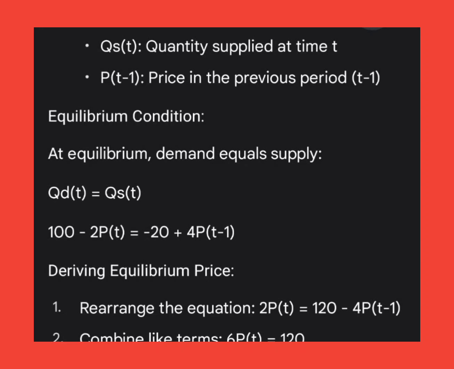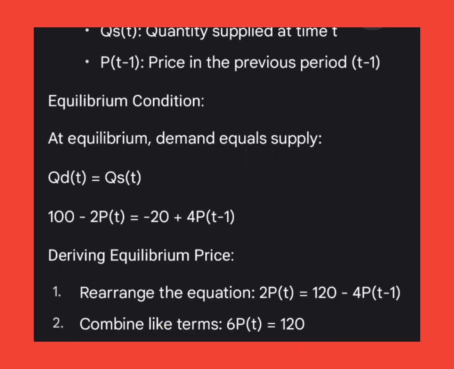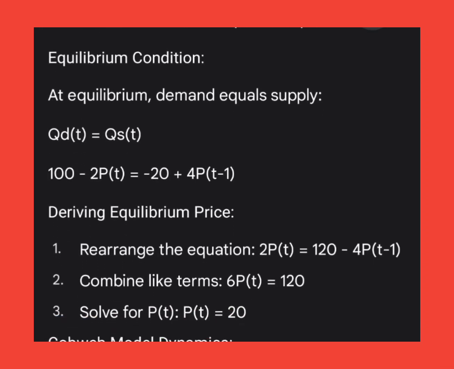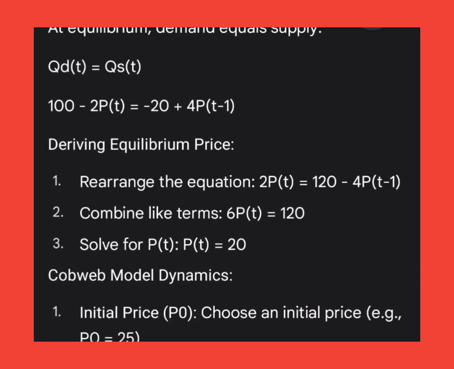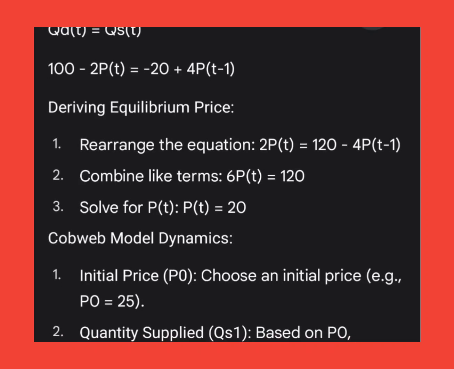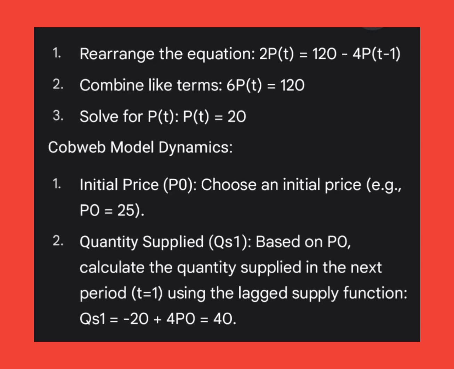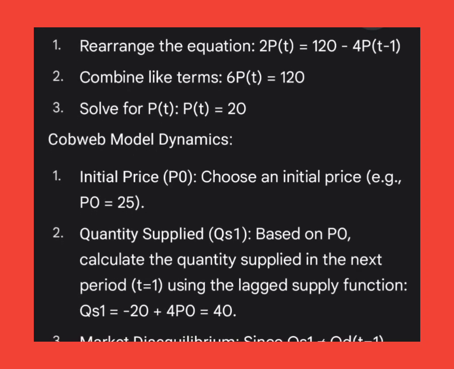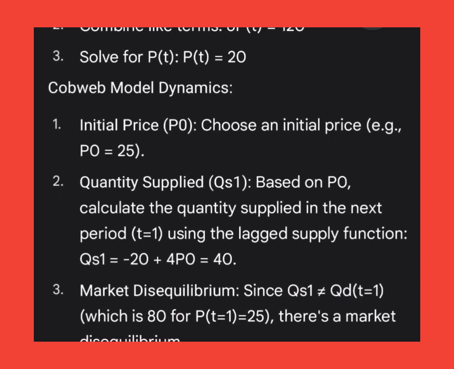Equilibrium condition. At equilibrium, demand equals supply. QD(t) = QS(t), so 100 - 2P(t) = -20 + 4P(t-1). Deriving equilibrium price. 1. Rearrange the equation: 2P(t) = 120 - 4P(t-1). 2. Combine like terms: 6P(t) = 120. Solve for P(t) = 20.